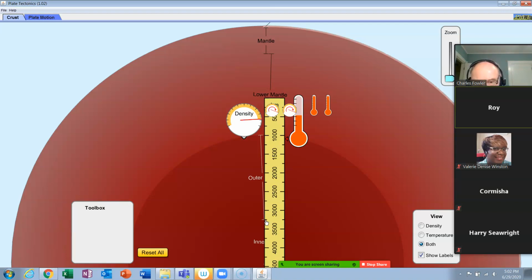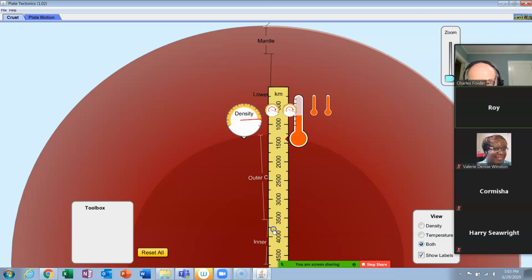Radius of the inner core. So I'm going to bring the ruler up. You see the inner core there? So I'm going to bring it up here. We're going to have to estimate from there to there. Okay, so that's 500, 1,000, 1,200 maybe. 1,200 kilometers, that's my guess. Y'all figure that's close enough?